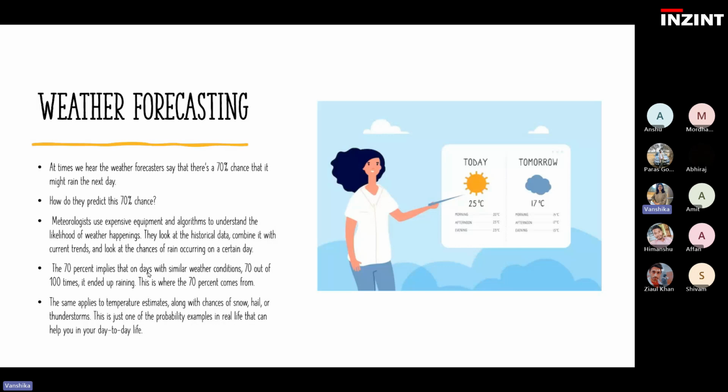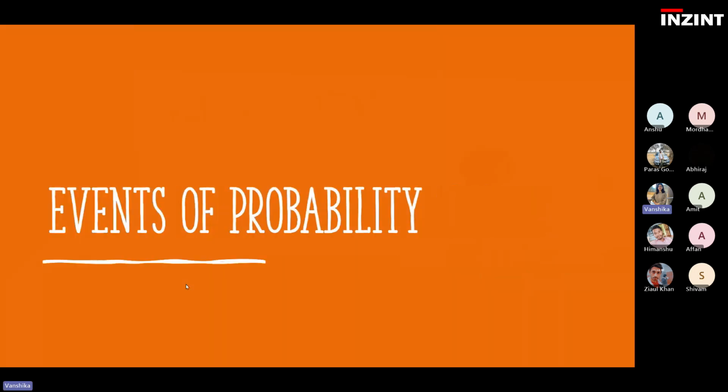So whenever they are telling you about rains, hailstorms or thunderstorms, all of this data is not based on the current weather alone. It has also been evaluated by looking at the weather of the past. Alright, please give a thumbs up if everything is clear till here.